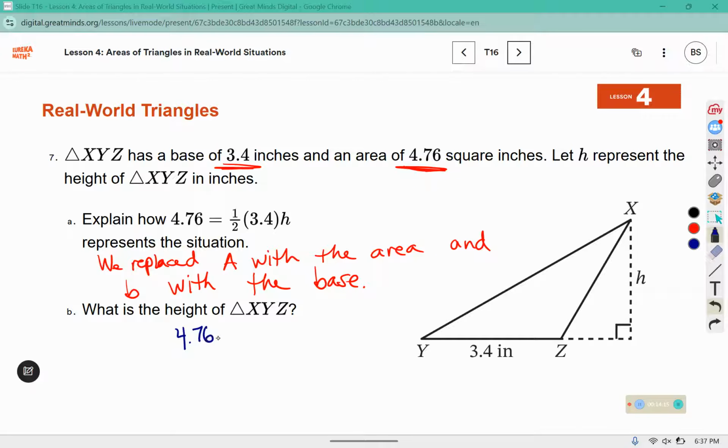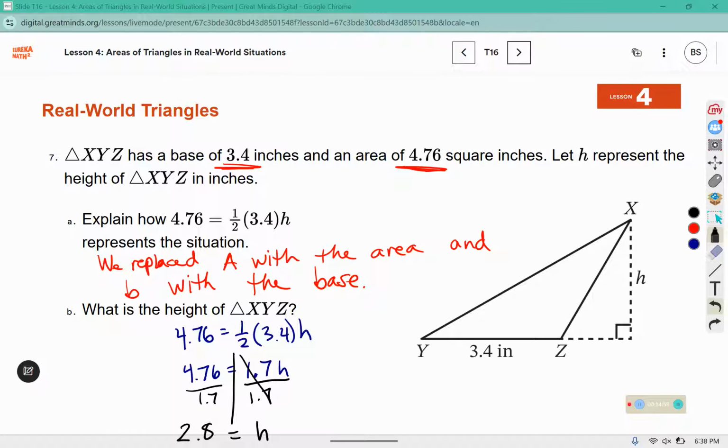So using that equation, half of 3.4, you can just divide that by 2, is 1.7. Right now, the H is being multiplied by 1.7. So to undo that, we divide by 1.7 on both sides. That leaves us with H, and 4.76 divided by 1.7 is 2.8. So the height is 2.8 inches.